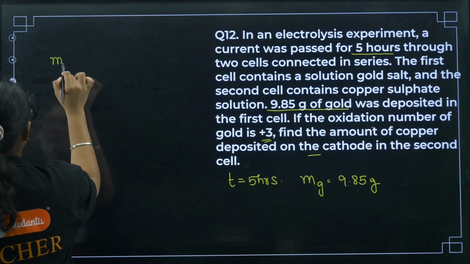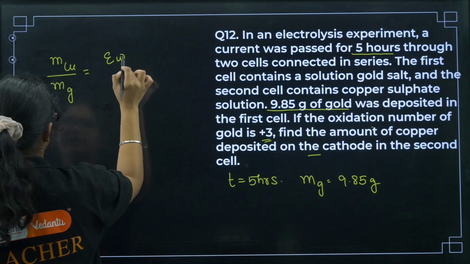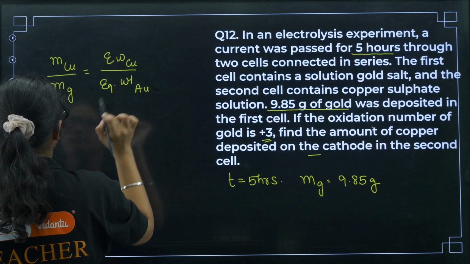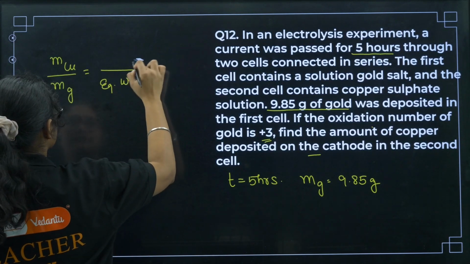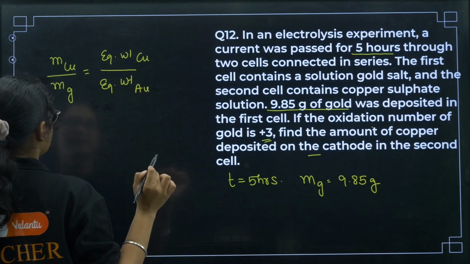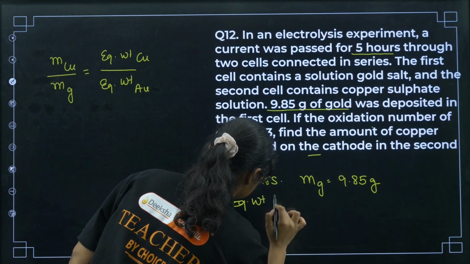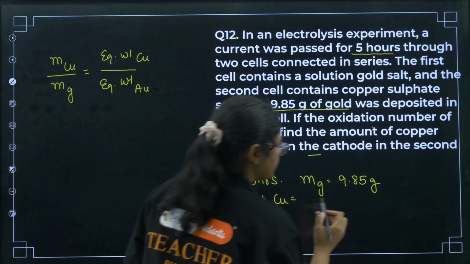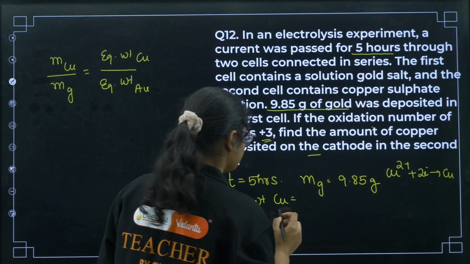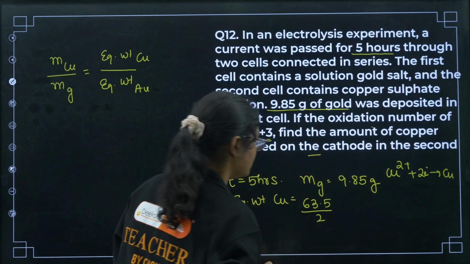See, the mass of copper deposited by the mass of gold deposited is equal to the equivalent weight of copper divided by the equivalent weight of gold. So now, what will the equivalent weight of copper be? Copper 2+ gains 2 electrons to give you copper. So equivalent weight is nothing but molar mass by n factor. So molar mass is 63.5 divided by 2.